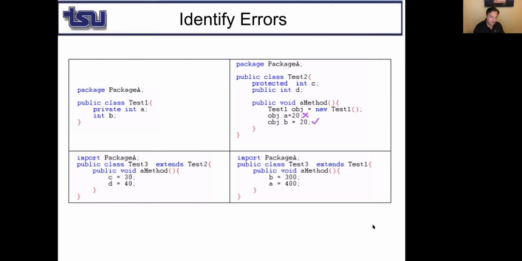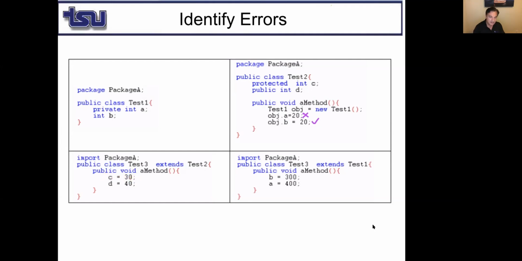Now, obviously test 3 is not in the same package as test 2. Why? Because I import package A. So now test 3 extends test 2. This is the subclass, this is the superclass. Test 2 is located in package A, test 3 is not located in package A. So now I'm making a call. Pay attention, I don't need to create any object because anything that belongs to test 2 also belongs to what? Test 3. Now my question is this, can I just go and say C is equal to 30?